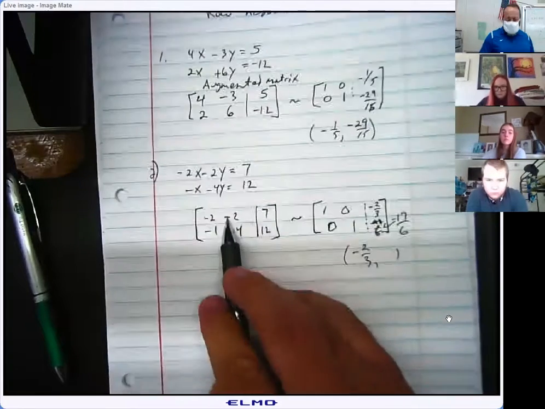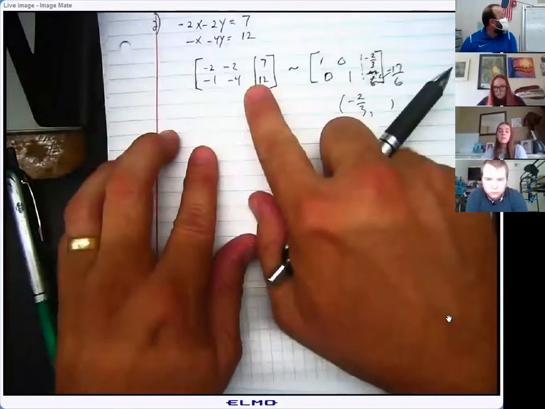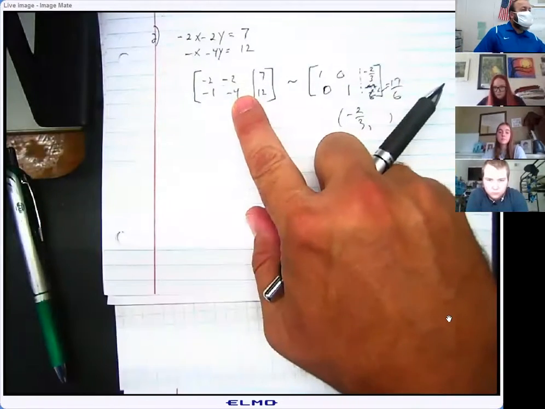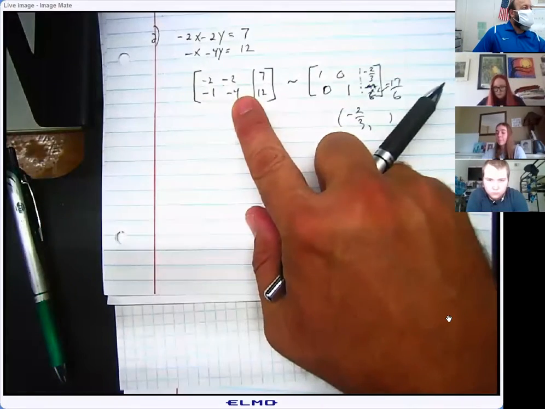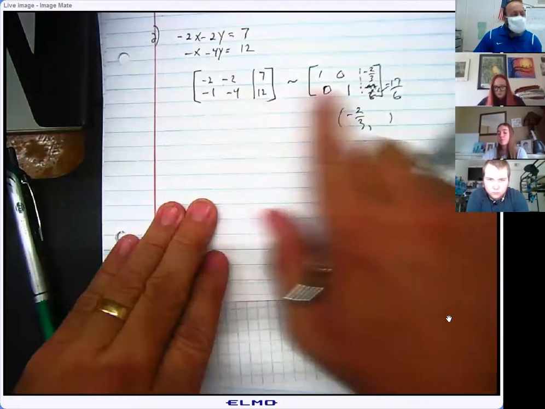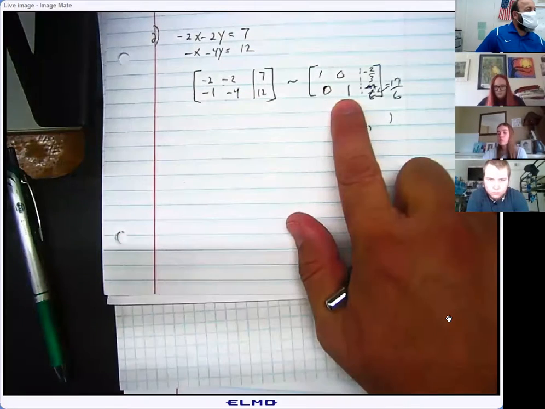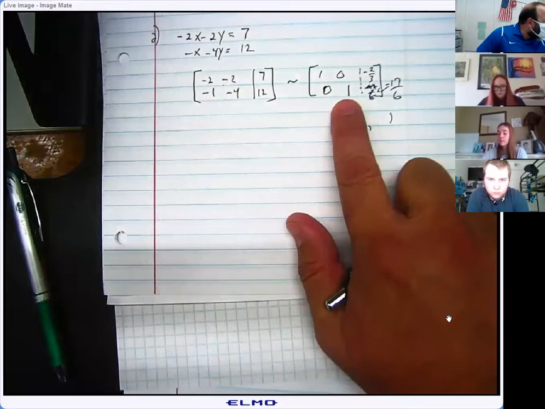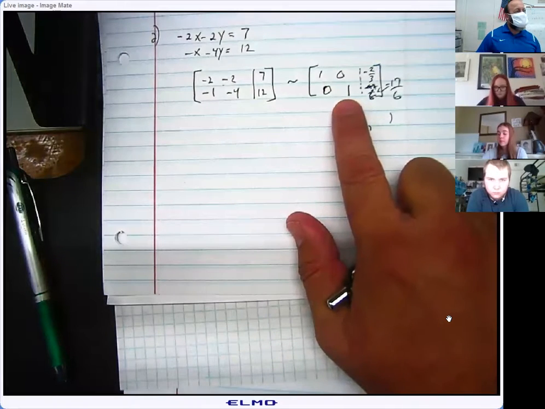So what do we call this kind, right? I'm going to move this up so you can't see my writing. What is that called? That one is called an augmented matrix. And that one is called row reduced echelon form. Isn't that fancy? Sounds all fancy.